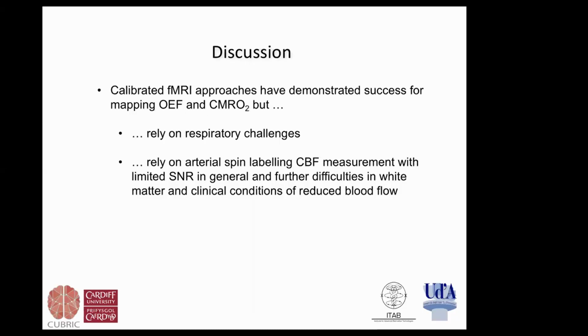So there are pros and cons with all of these methods. Calibrated fMRI approaches have been used now for a number of years. We and others have demonstrated some success for them in mapping oxygen extraction fraction, but they do rely on respiratory challenges, which are more trouble to do experimentally, and they rely on arterial spin labeling blood flow measurements, measuring changes in blood flow, which have limited signal to noise, and so we do have problems in white matter. And also, we would be likely to have problems in clinical conditions where blood flow is heavily reduced.